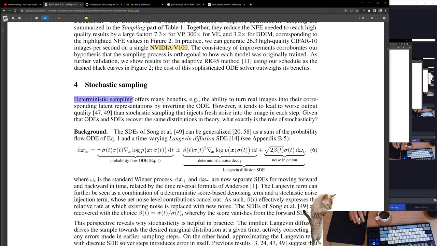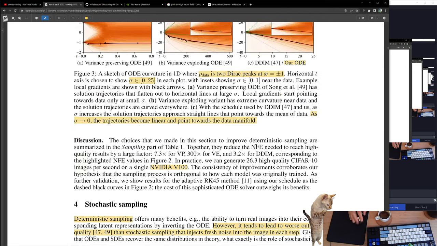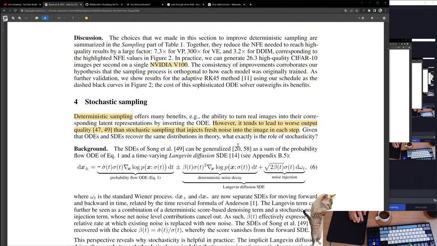Deterministic sampling. However, it tends to lead to worse output quality than stochastic sampling and injects fresh noise into the image in each step. Okay. So, rather than adding a consistent noise, why don't we add a random noise, right? Stochastic.